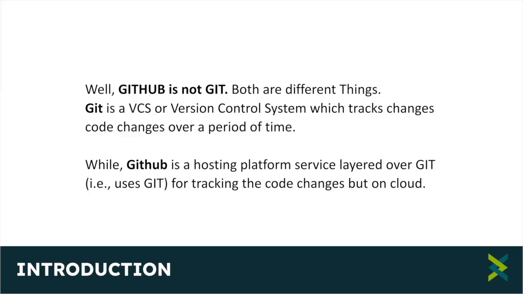So coming to the introduction, well, GitHub is not Git, both are different things. Git is a version control system which is the most popular version control system in the world. A version control system records changes made to a code over time in a special database called repository. We can look at a project history and see who had done what changes, when and why. And if we screw something, we can easily revert to the earlier state of the project very easily.